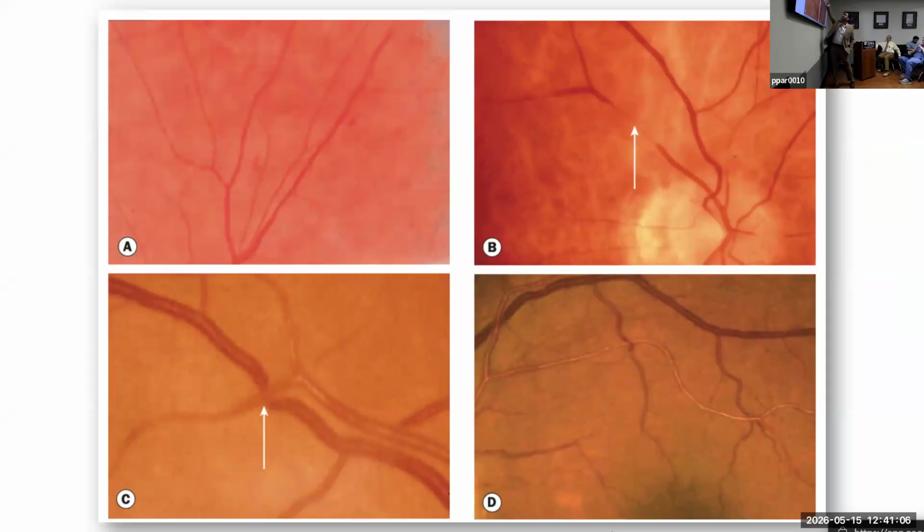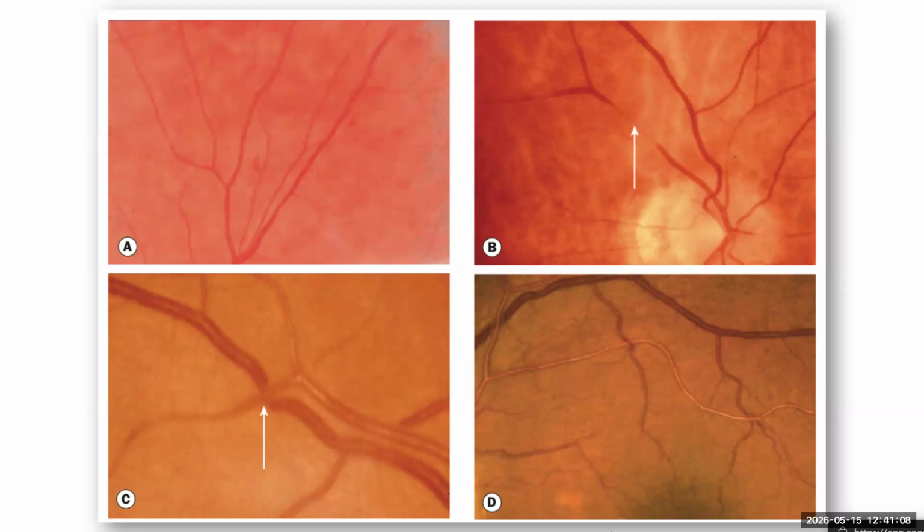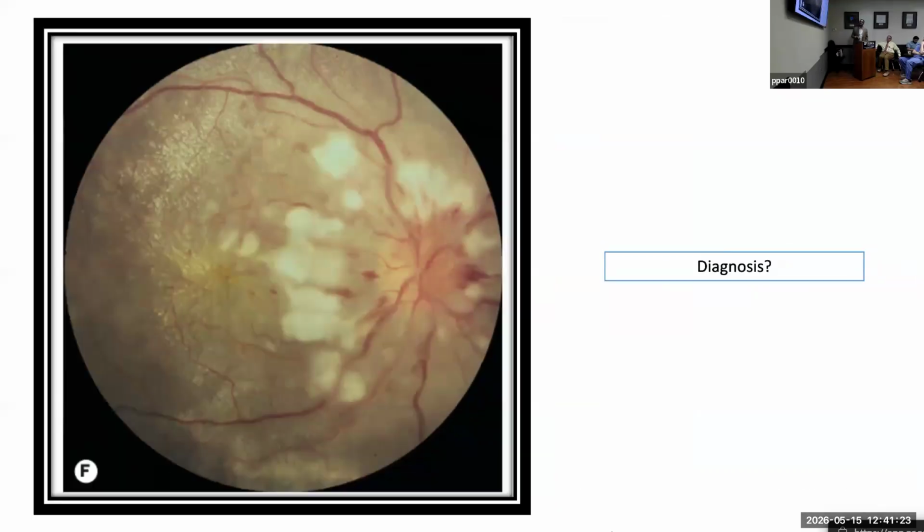Here we can see localized narrowing of the arteries. When the arteries narrow, the vein next to it will have some compression on top of it. This is called AV nicking. And this is the copper wiring or silver wiring that we see in severe high blood pressure patients. Any specifics on what this is? This is malignant hypertension that we always talk about.